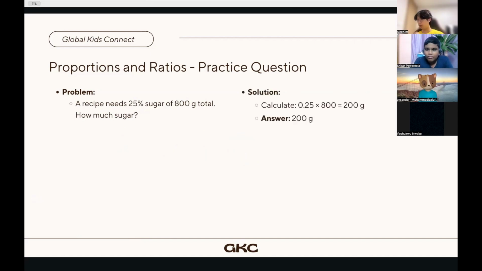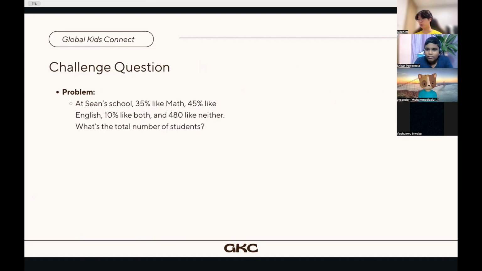And so before we move on to our first challenge question of today, does anybody have any questions for any of the concepts we covered until now? I do not think so. Then I think we can move on to our first challenge question of the day.